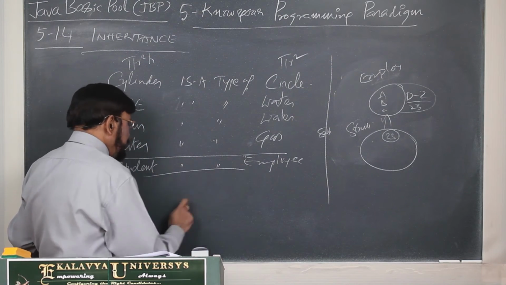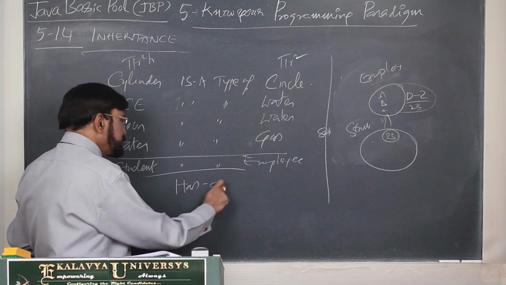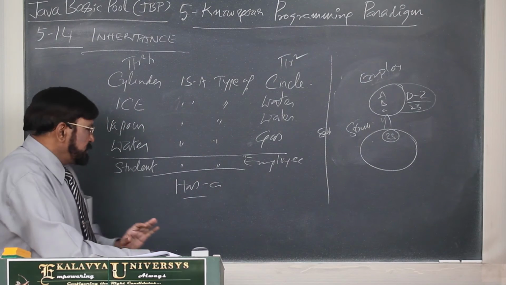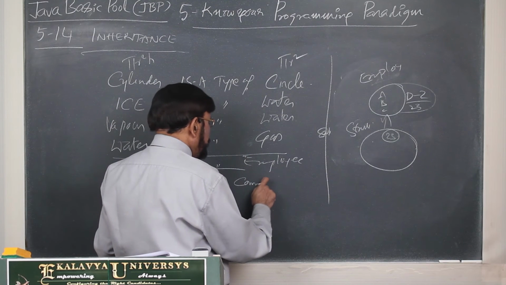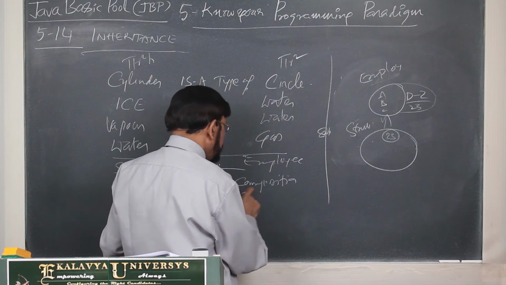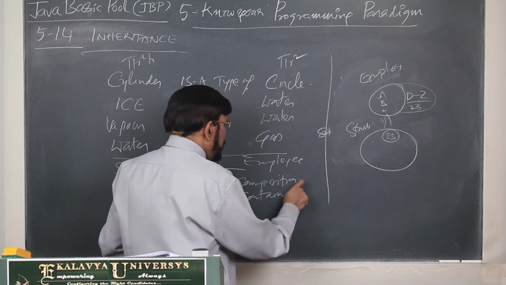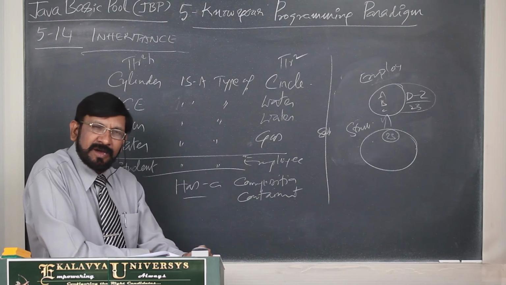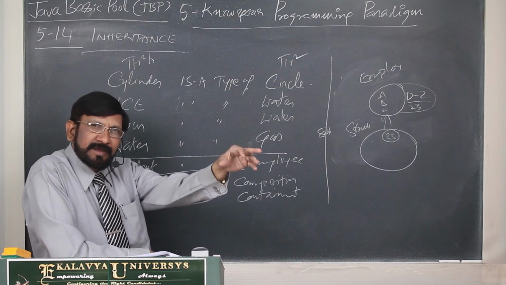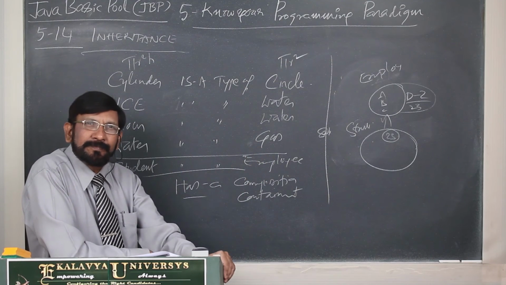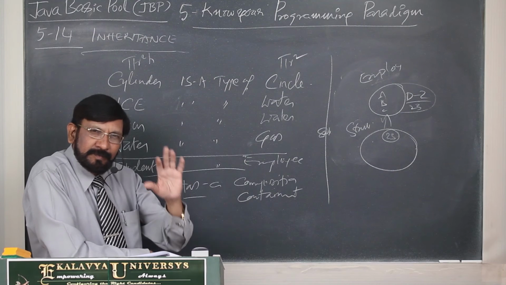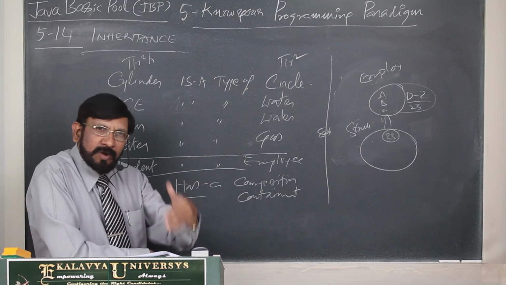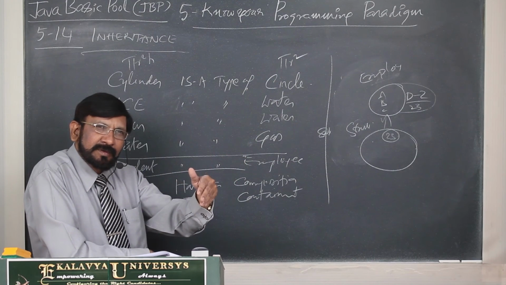And one more thing, in this context I have to explain the has-a relation. The is-a relation is inheritance. The has-a relation is called composition, or containment. In this case, one object, in order to achieve its task, takes another object as its data member. Once again I tell you, one object, in order to perform its task, takes one or more objects as part of its components.